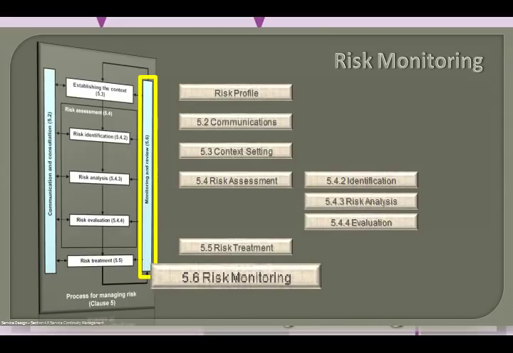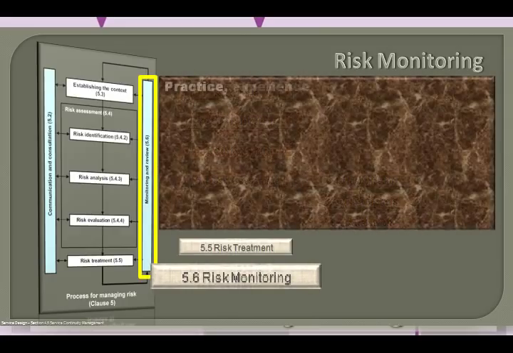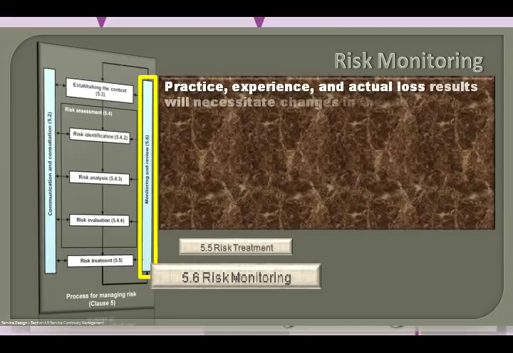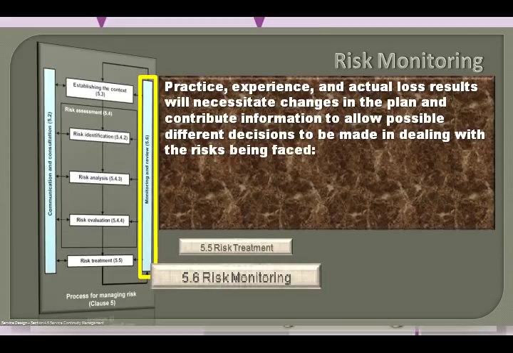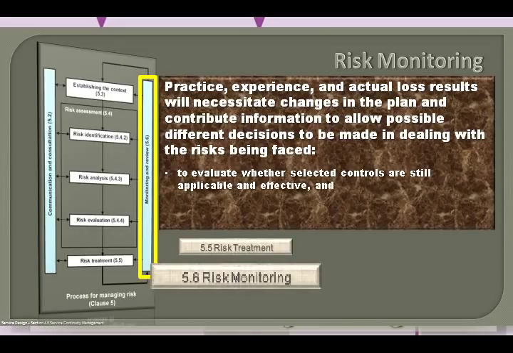Initial risk management plans will never be perfect. Practice, experience, and actual loss results will necessitate changes in the plan and contribute information to allow possible different decisions to be made in dealing with the risk being faced. Risk analysis results and management plans should be updated periodically. The reasons for this are to evaluate whether the previously selected security controls are still applicable and effective, and to evaluate the possible risk level changes in the business.